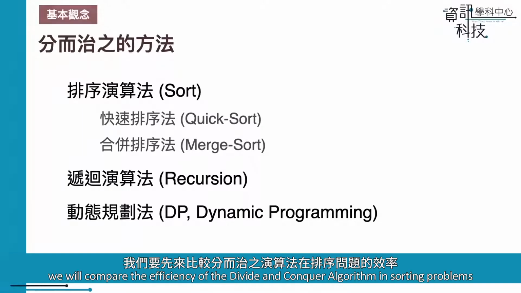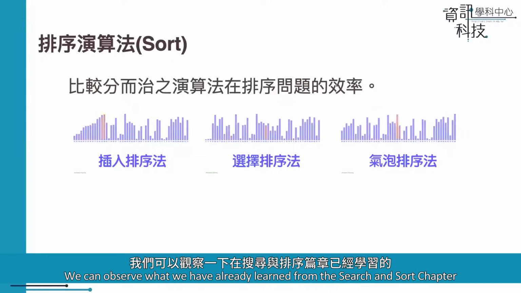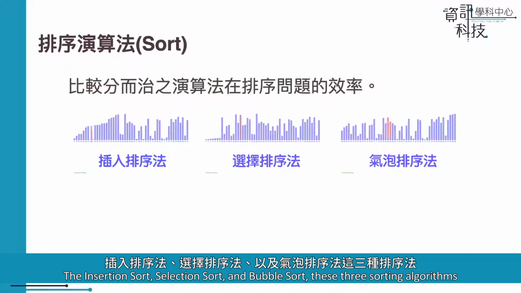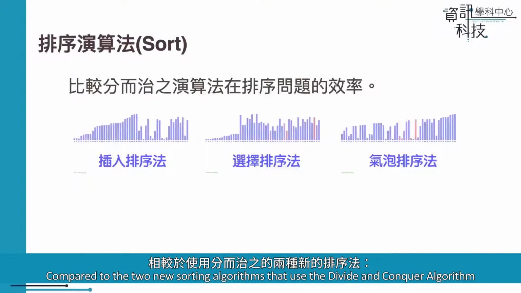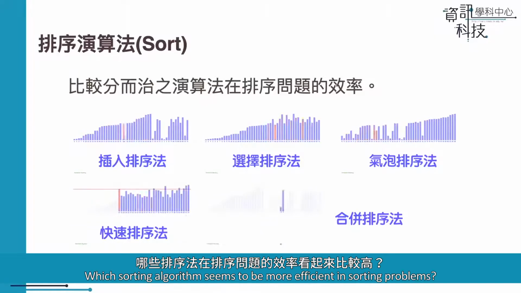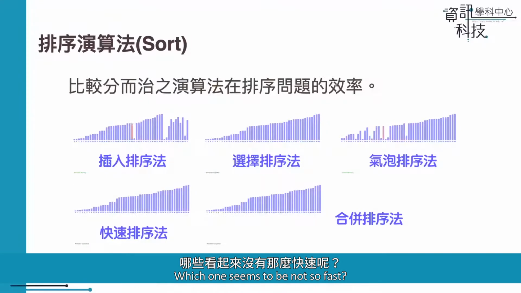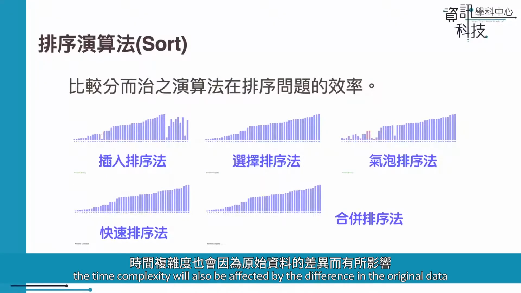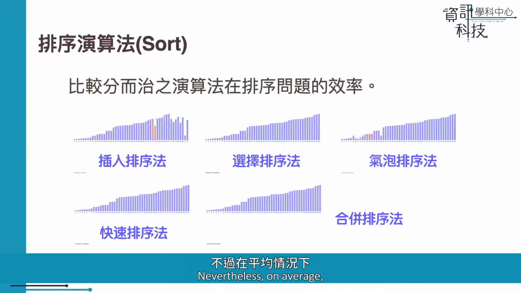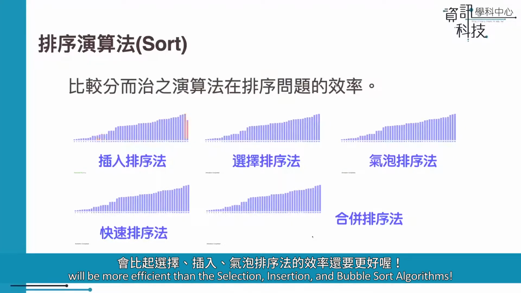First of all, we will compare the efficiency of the divide and conquer algorithm in sorting problems. We can observe that we have already learned from the search and sort chapter the insertion sort, selection sort, and bubble sort, these three sorting algorithms, compared to the two new sorting algorithms that use the divide and conquer algorithm, quick sort algorithm and merge sort algorithm. Which sorting algorithm seems to be more efficient in sorting problems? Which one seems to be not so fast? Of course, the time complexity will also be affected by the difference in the original data. Nevertheless, on average, using the divide and conquer quick sort algorithm and merge sort algorithm will be more efficient than the selection, insertion, and bubble sort algorithms.